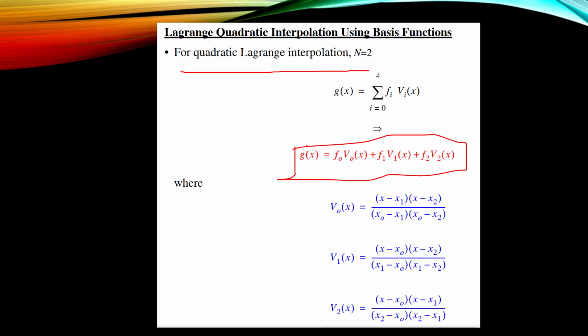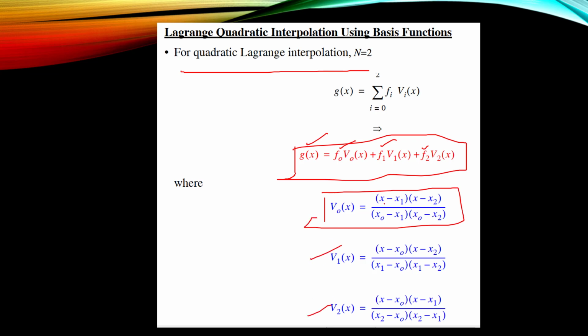G of x, the interpolated function, is equal to f0 into b0 of x plus f1 into b1 of x plus f2 into b2 of x. So these are the individual functions, and they are combined with the interpolating values to get the interpolation equation. So for the second order, n equal to 2, this equation has to be studied for solving the problem.